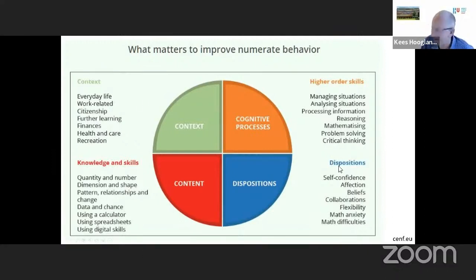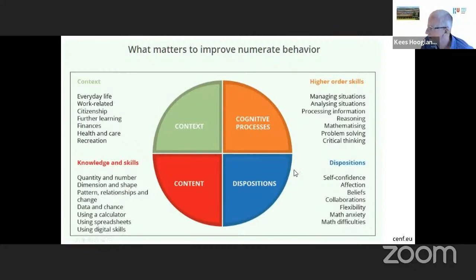But we have one more quadrant that is very important: the dispositions, or attitude, or whatever you call them, the affective parts of learning. Without self-confidence and without belief that you can do it, and without some flexibility and some ideas about collaboration with others, that can be very helpful, and it can also be very unhelpful if you have a very low self-belief, etcetera. One of the things that I want to highlight from this is that math anxiety is, I think, still one of the most widespread.